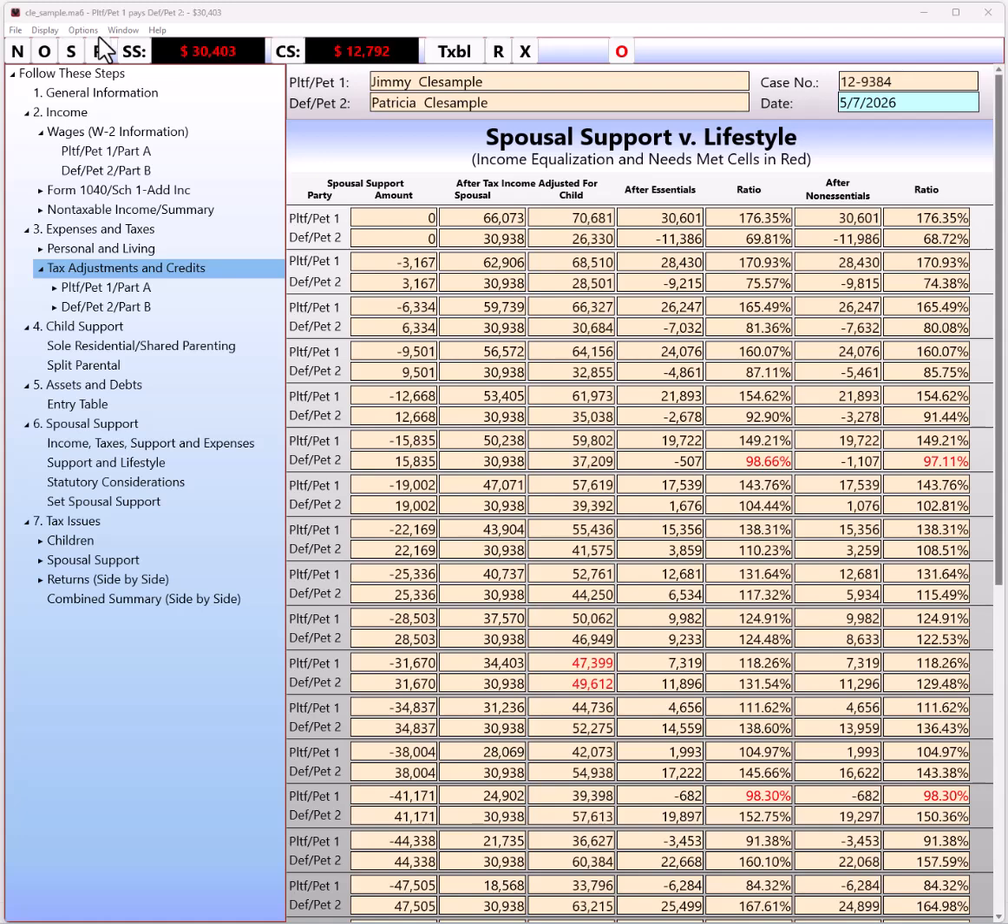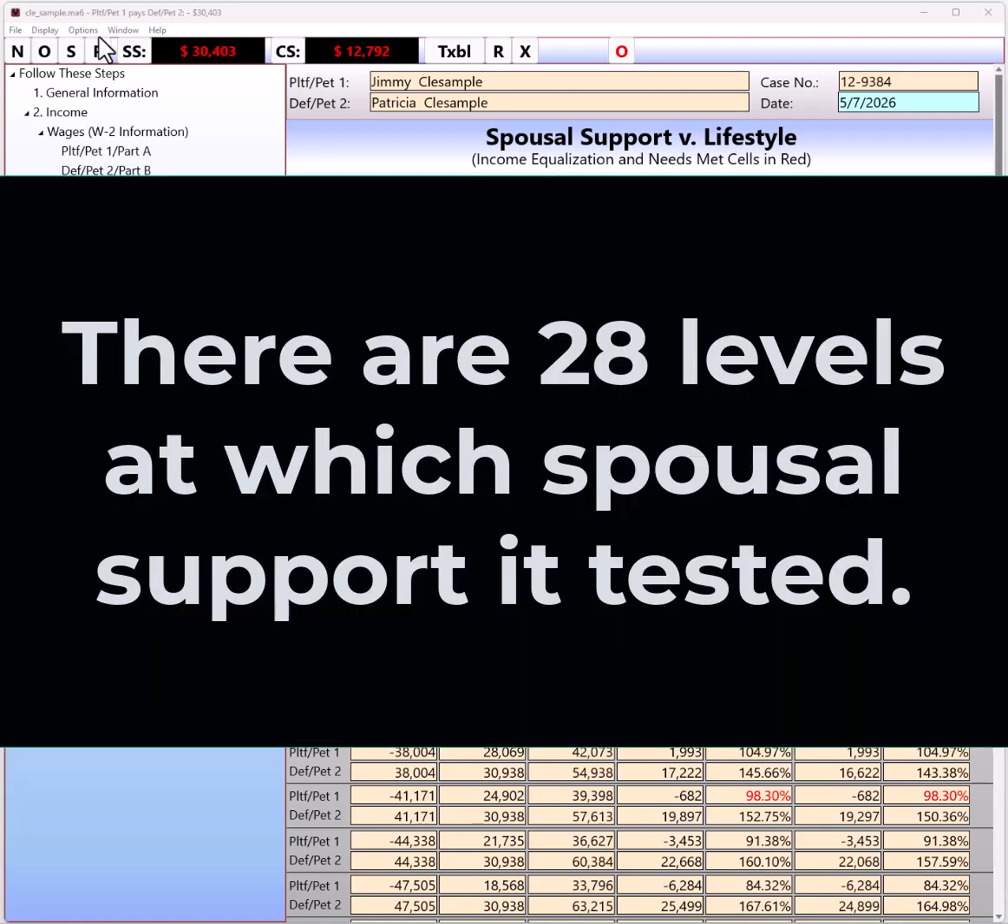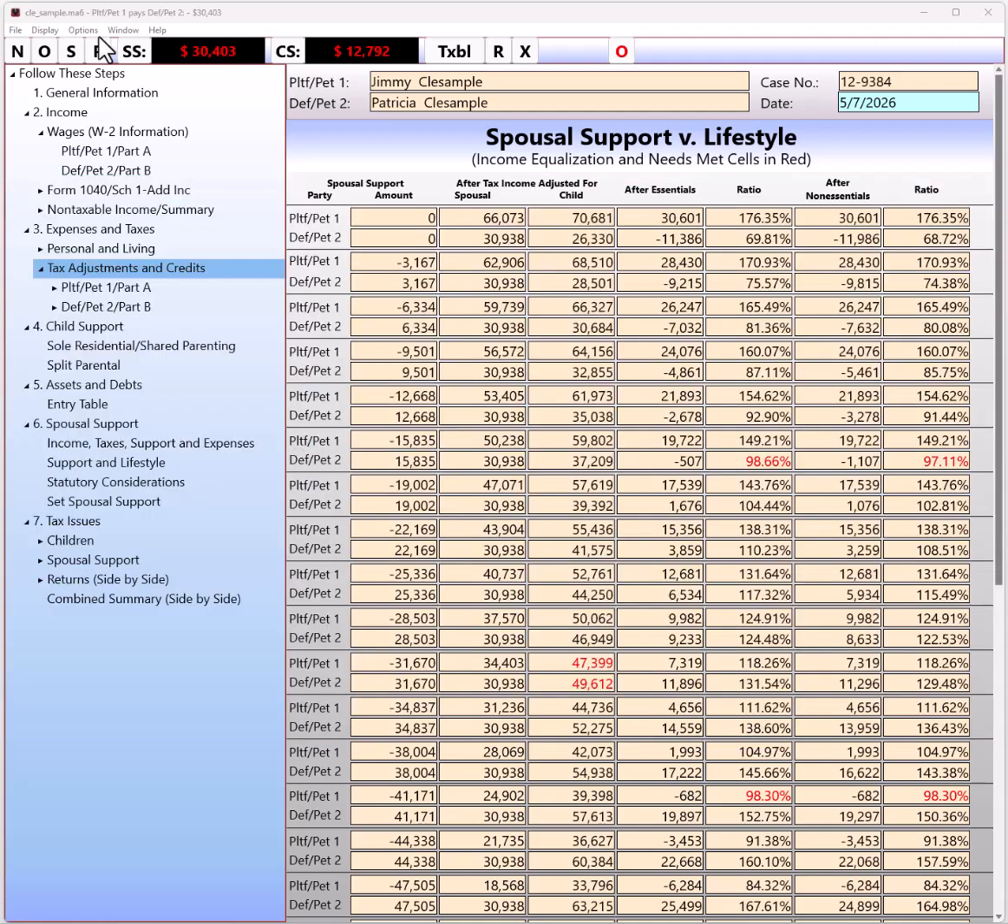So we're actually looking at multiple levels of support, and so we can look at each of those levels and determine what that means between the two, plaintiff and the defendant. Right, and I'm not sure how many levels there are, 16 or 20 or something like that, but it goes through a whole range of support levels. And then what it does is it does the taxes, and it figures out whether after the payment of spousal support and child support and payment of taxes, what are the parties left with in terms of their income.